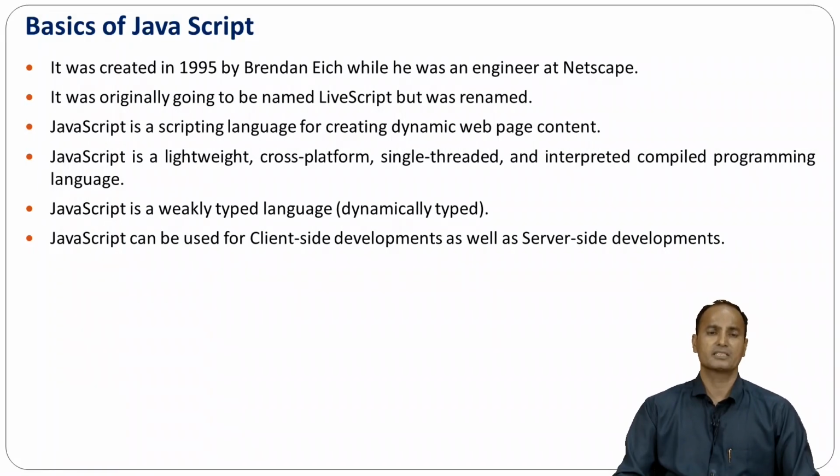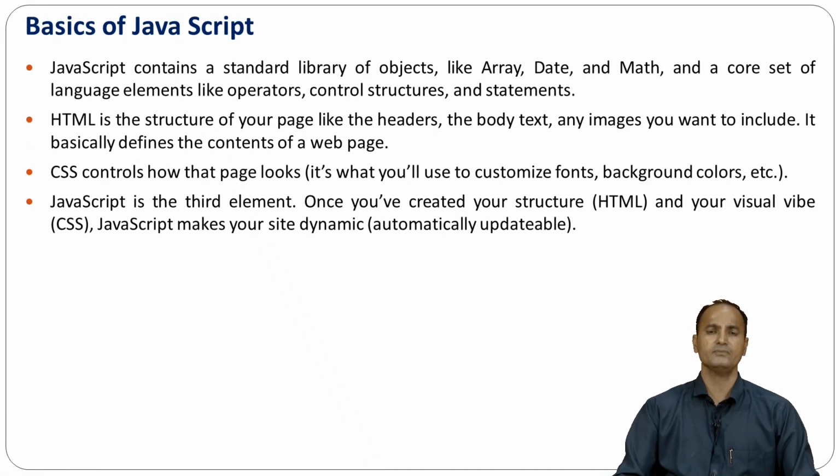JavaScript is a weakly typed language. That means it is dynamically typed. So what does it mean? That means we don't need to specify the data type while declaring variables in a script. During runtime, it will be decided what kind of data has been provided, and based on that the data type will be decided for the particular variable that has been declared. JavaScript can be used for client-side development as well as for server-side development.